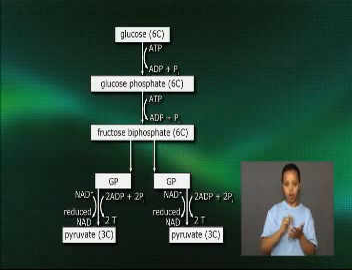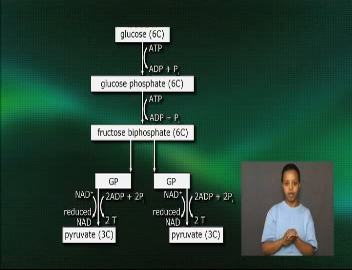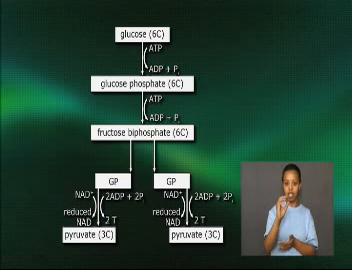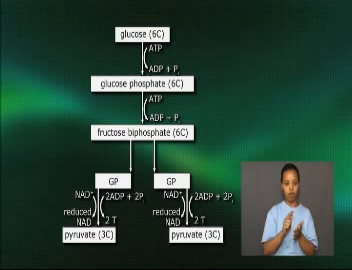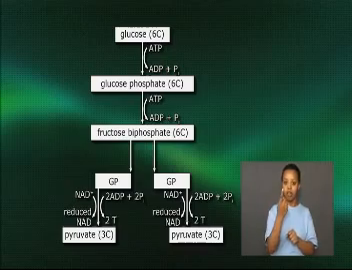Notice the image on the screen, students. The number of carbon atoms in the molecule is given by the figures in the brackets. 6C means 6 carbon atoms per molecule. Also, the 2 molecules of pyruvate are produced from 1 molecule of glucose.